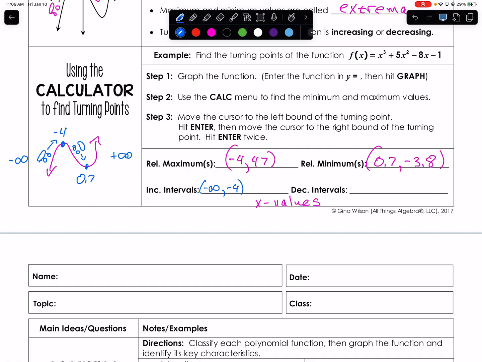What's the next one? Where else does it increase? 0.7. Yes, 0.7 to infinity. Very good. Where does it decrease, between what two values? Negative 4 and 0.7. Negative 4 and 0.7. Very good.